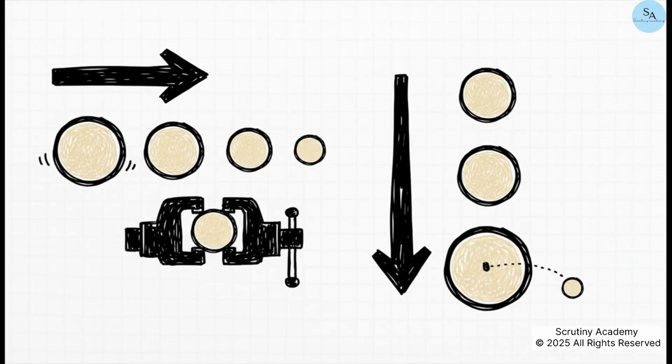All right, here's a super simple memory trick for your exams. Just remember this. As you move across a period, everything gets smaller and tighter. As you move down a group, everything gets bigger and looser. A tighter grip means higher ionization energy. A looser grip means it's lower. Simple as that.